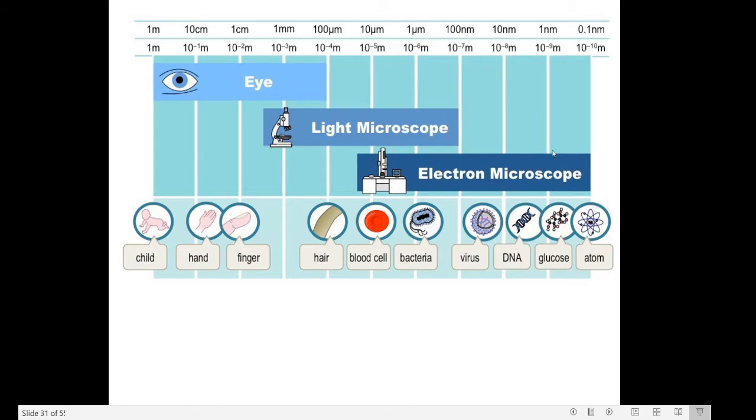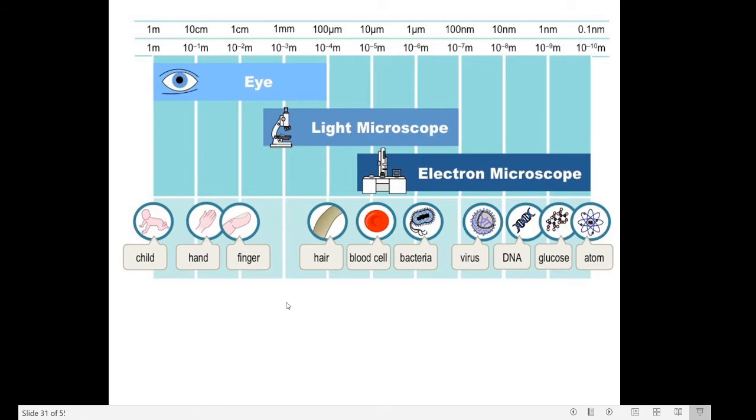This electron microscopy helps to visualize blood, bacteria, virus, DNA, and glucose, but atom is not possible. Only at the last stage they mention visualization of atoms, that a group of atoms can be viewable. That is, a single atom is not visualizable.